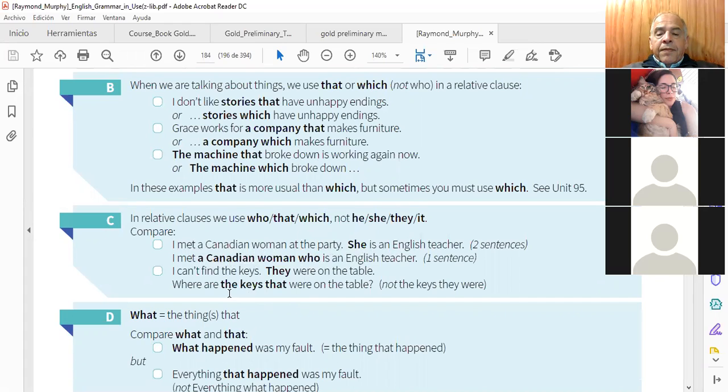I can't find the keys. They were on the table. Where are the keys that were on the table? Yeah, not the keys they were, okay, because it's not correct in that way. So the keys that, not the keys they, because in that case you have two subjects.